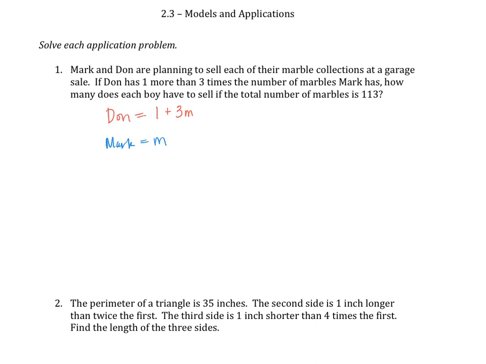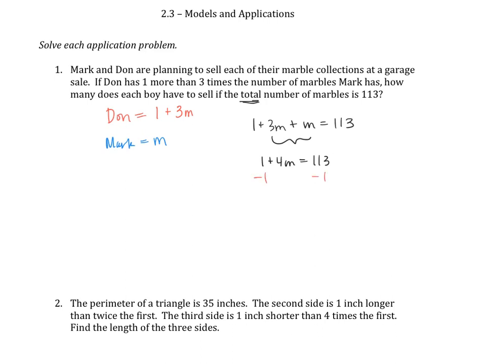All right, now we know how many Don has, and we know how many Mark has. We want to know, if the total is 113, how many each of them has. Total indicates that you want to add them up. So Don plus Mark is equal to 113. And now we're just going to solve this problem. So 3m plus m, we combine like terms, so we'll have 1 plus 4m equals 113.